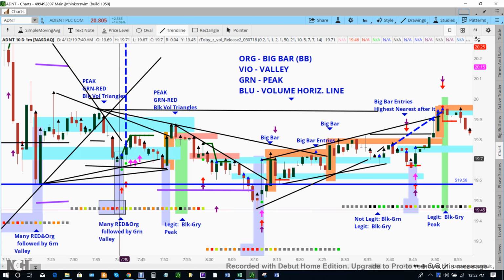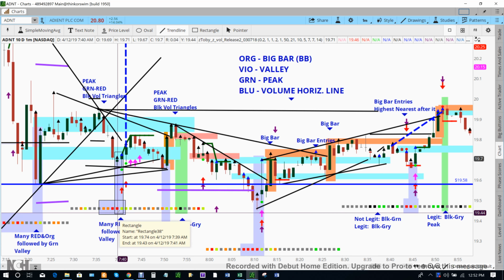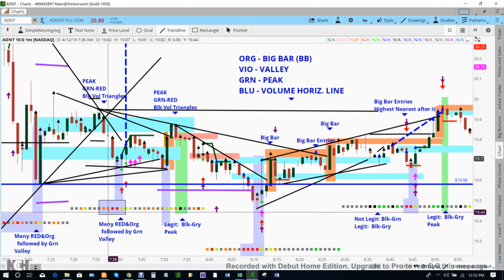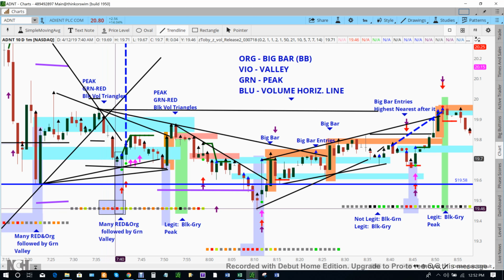So the point of transition from red to green, that's where the valley's at, right? To make it more legit, you should have, as you see here, two orange and two reds. That's four downtrends. That's pretty good. You could probably get by with just two, like two reds and a green.